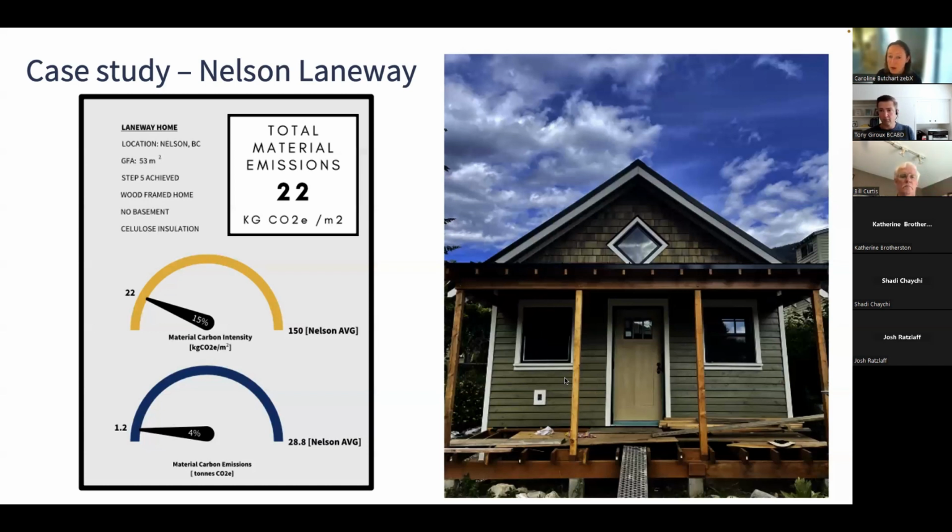Some of the people who advocate away from embodied carbon argue that, well, we want these homes to be heavily insulated, so we can't possibly reduce our carbon footprint. But this home is telling us, yeah, we can achieve step 5 with an incredible operational performance, and we can still lower our embodied emissions. It's a wood frame home. There's no basement. This is one of the biggest ways that they reduced the embodied carbon of this home, and they've used cellulose insulation.